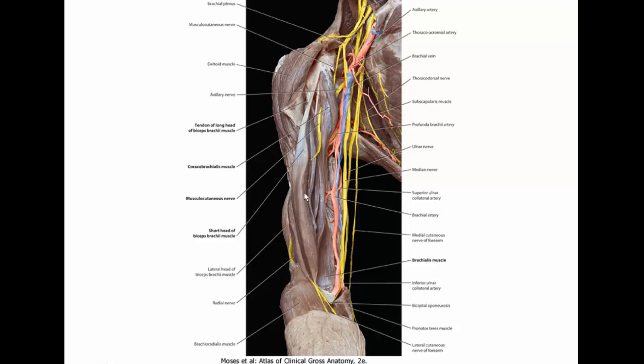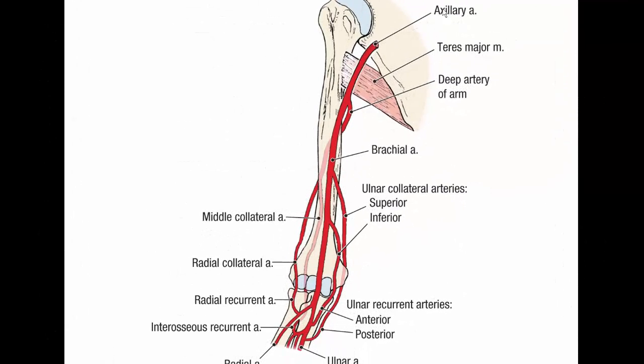Let's have a look at that on a little diagram. Here we go. So here's the axillary artery, there's the teres major. Now it's called brachial artery, gives off the Profunda Brachii artery here, which passes posterior to the humerus, and here's the brachial artery, and then it divides into the radial and ulnar arteries. But on its way down, it gives off several collateral branches.